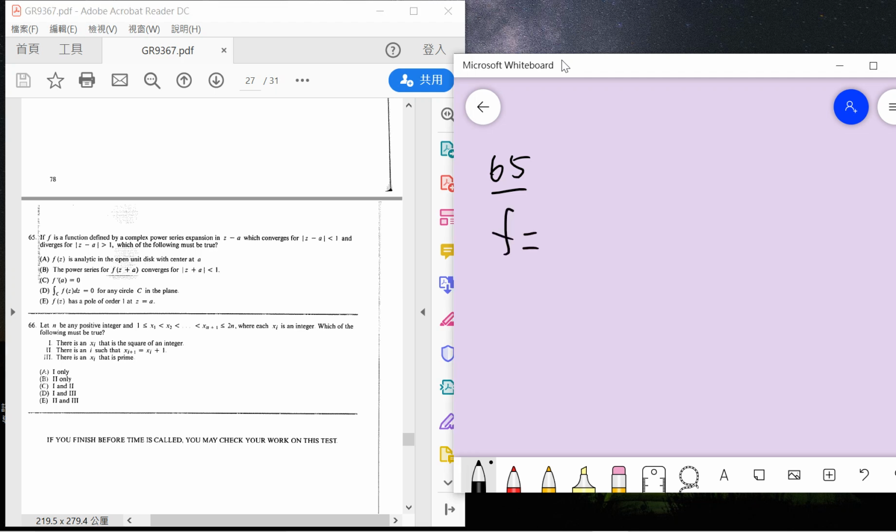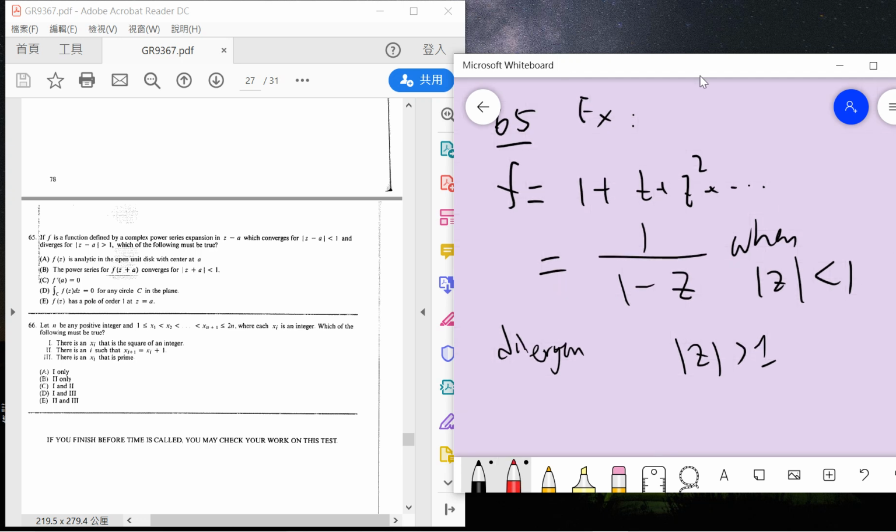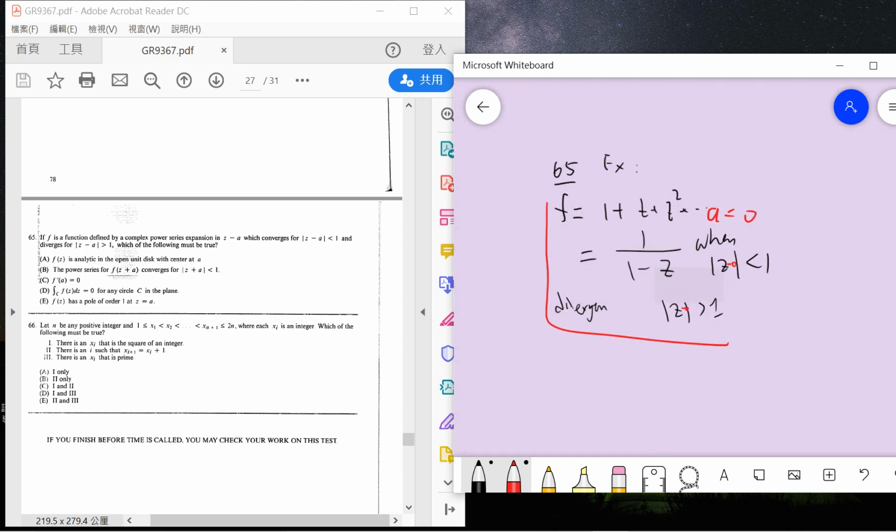So when I solve this, I think of f of z. Okay, so maybe an example is f of z defined to be the geometric series. This is so simple that you should remember, right? This is 1 over 1 minus z, which converges when the absolute value of z is less than 1, then diverges for z larger than 1. And in this case, a is 0, right, because z minus 0. So this function satisfies the property that question 65 wants to ask.